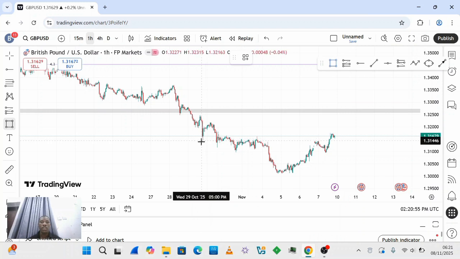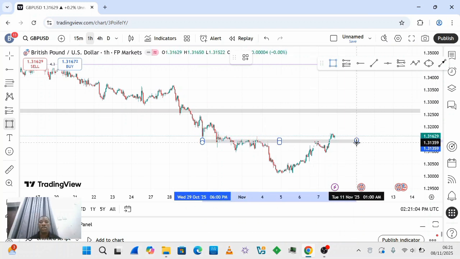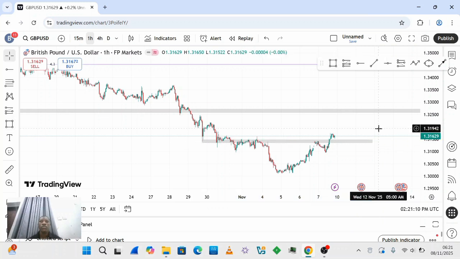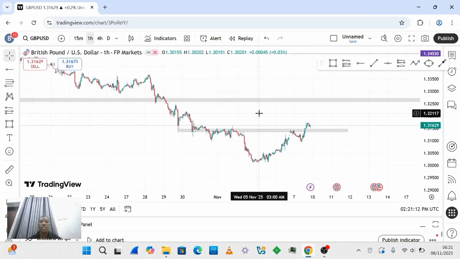This is a support level, and this support level was broken and turned to a resistance level. This is another one. Now, with what I'm seeing now, the 1 hour time frame is telling me that this market is an uptrend, but the overall trend from the higher time frame is a downtrend. So, what can I do now?